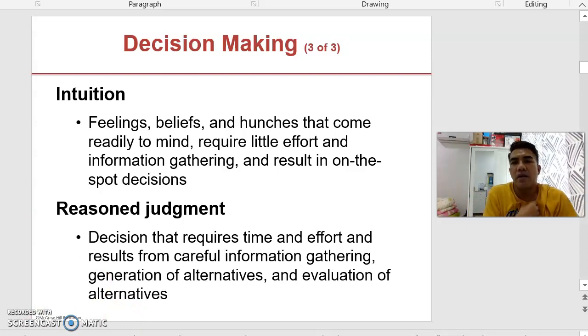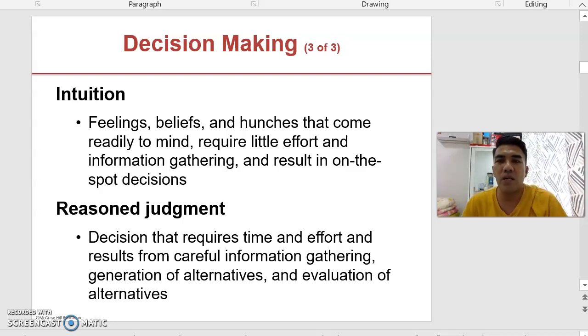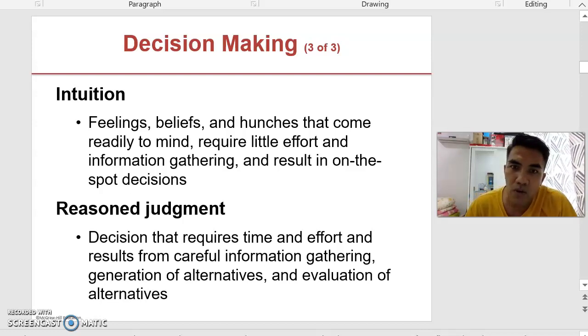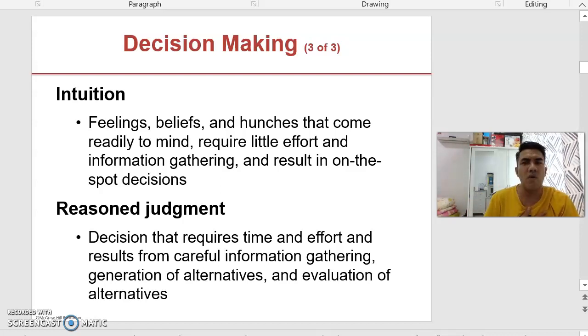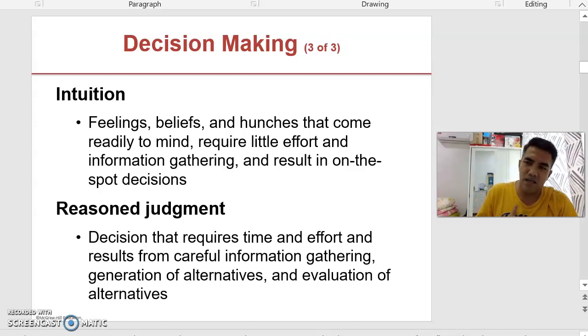Intuition refers to feelings, beliefs, and then our sixth sense lah, and hunches that come readily to mind, require little effort and information gathering, and result in on-the-spot decisions. Whether you want to bring your umbrella to work today or not. And sometimes we have the gut feeling, oh hari nak hujan kot, so baik bawa je lah. And so that kind of intuition. Kan, dia ni boleh kot ambil kerja, nampak gaya macam bagus. Kan? So sometimes we have those hunches, that sixth sense in ourselves that could help us to make a decision.